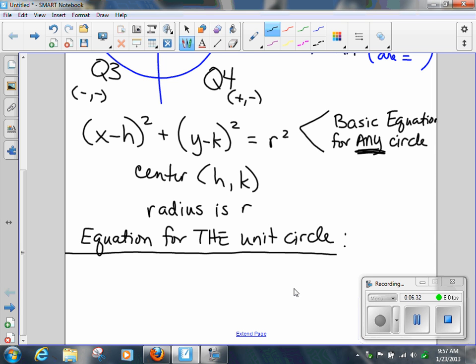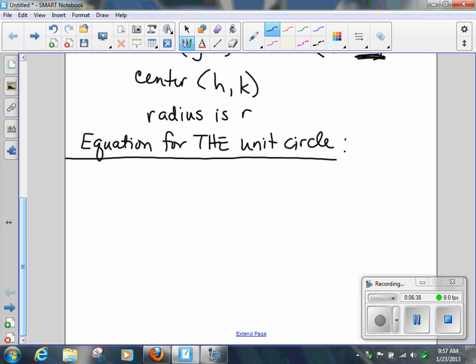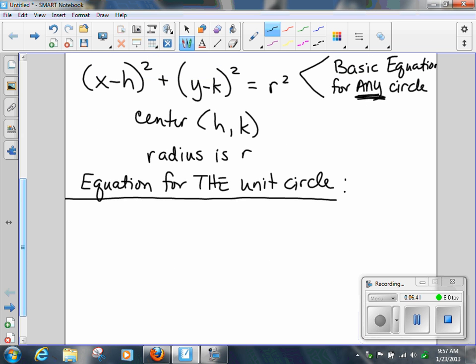Well, we're going to use that basic equation, so let's think about it. For the unit circle, the center is what? You already have it on your paper. It's the origin, which is the ordered pair, 0, 0, right? And we are told that the radius is always what? In the unit circle, it's always 1. So we're going to take that information and we're going to plug it into the basic equation of a circle, okay? So let's think about this.